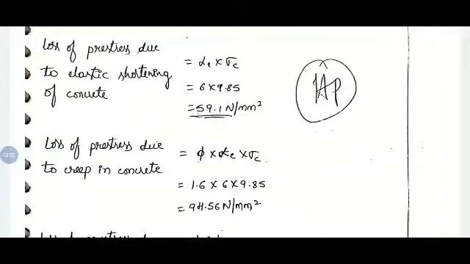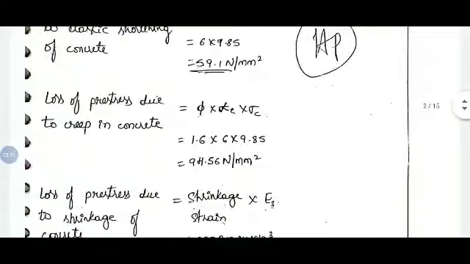Loss due to creep in concrete: here the creep coefficient is given, so you need to go with the creep coefficient method, that is creep coefficient into modular ratio into stress in the concrete at the level of steel, that is sigma c. So phi is 1.6, modular ratio 6, and sigma c is 9.85. We will get 94.56.